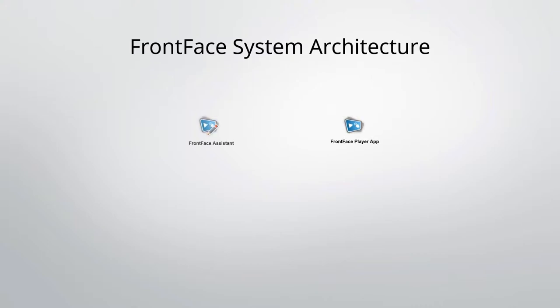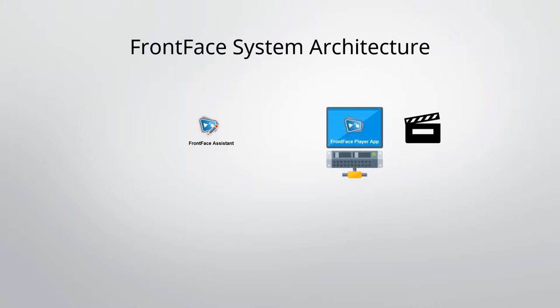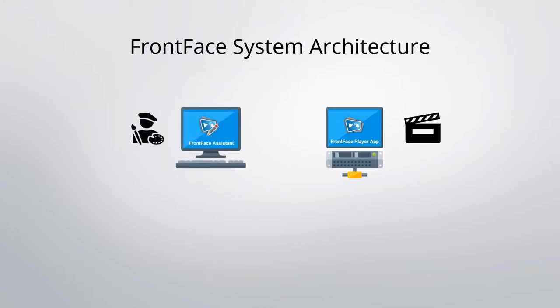The FrontFace software consists of two components, the player app and the assistant. The player app is installed on a so-called player PC, which is connected to the actual screen for displaying the content. The assistant can be installed on one or more workstation PCs and is used to create and maintain the content. It also lets you manage the player PCs.